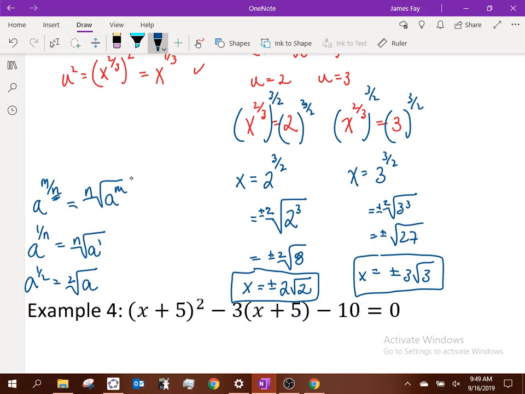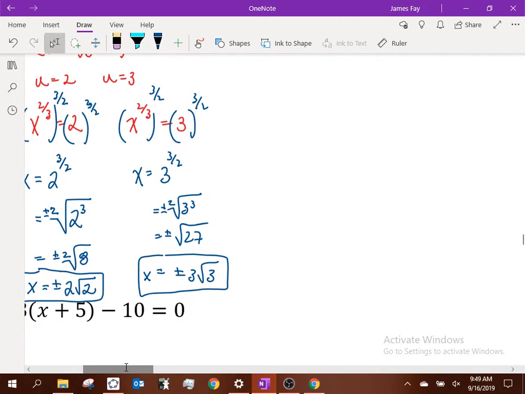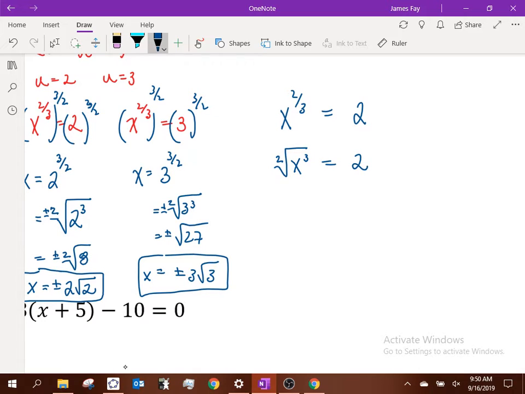Now there is a different place you can do that. Right here when I had x to 2/3, for some reason this generally becomes the way most students want to do this. They want to rewrite this as the square root of x cubed. And I think the reason they want to do it this way is that it's more obvious to them that they can square this side and then square that side, right?